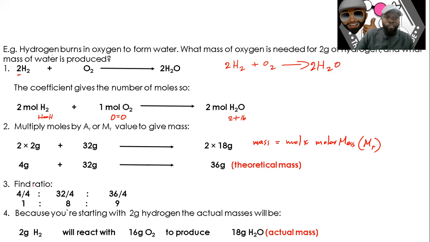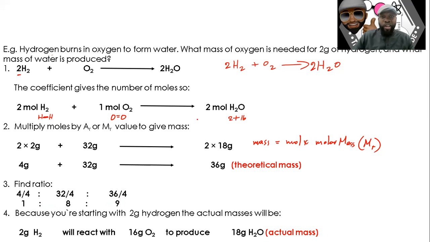Now, next step is to find my ratio of reacting masses. Of course, I divide by the smallest of the 3 reacting masses. So 4 divided by 4 is 1, 32 divided by 4 is 8, and 36 divided by 4 is 9. So that's why the ratio of reacting masses is 1 to 8 to 9.